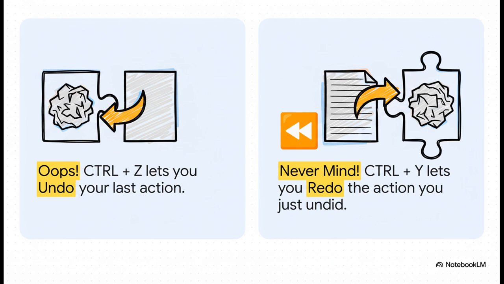All right, on to our other lifesaver. We've all done it. Accidentally deleted a whole paragraph or messed up some formatting. Well, Control-Z is your magic undo button. It's like a tiny time machine for your last action. And if you go back too far, no problem. Control-Y will redo it and bring it right back. They are the perfect team.